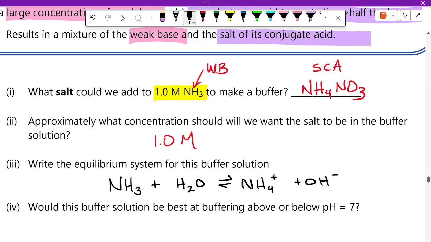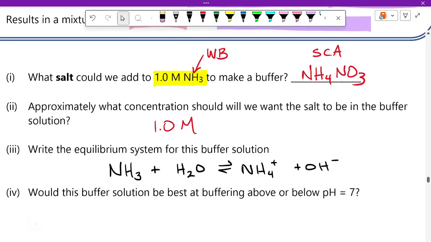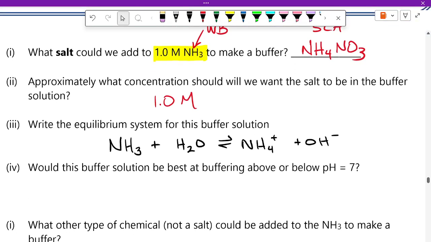Did you put the acid and the conjugate base on opposite sides of the equilibrium? Did you put water in the reactants? Did you end up with hydroxide as a product? Would this buffer be best at buffering above or below pH 7? Above pH 7.